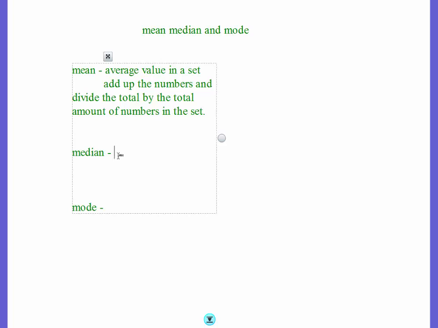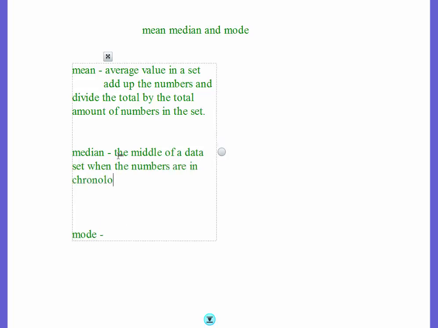So a median in math is the middle of a data set when the numbers are in chronological order, AKA, they go from least to greatest. So when you're given a data set to find the median, you must put it in least to greatest. And then mode is the number that appears most often. That's really simple to find out. You just got to count each number and find out which appears most often.